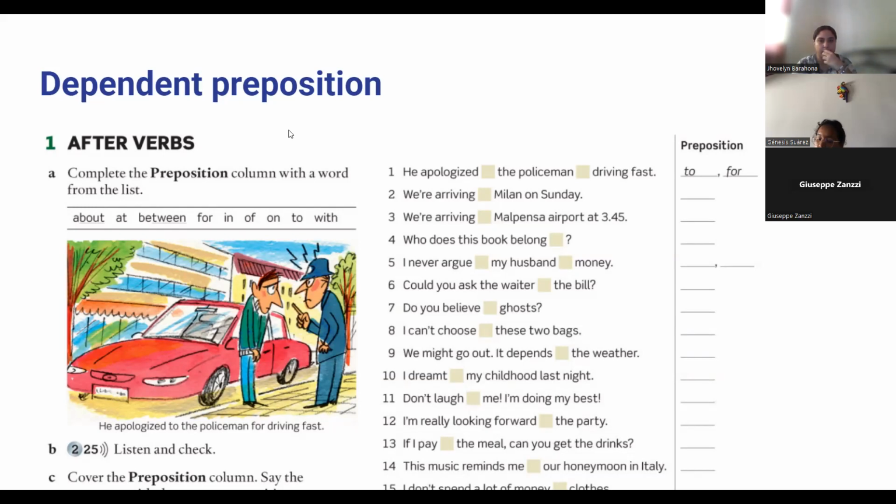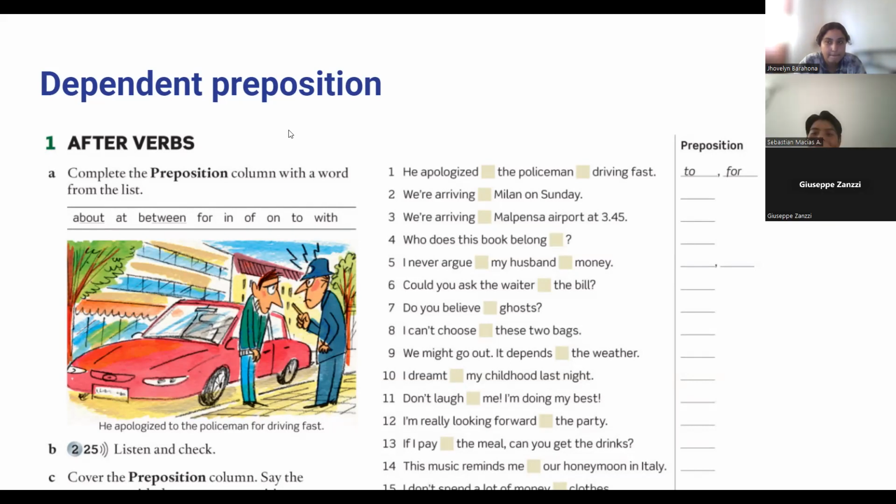Okay, let's see. What do you have? Ready? Genesis, ready? Yes, miss. Okay, please. Number 2. Read a sentence.